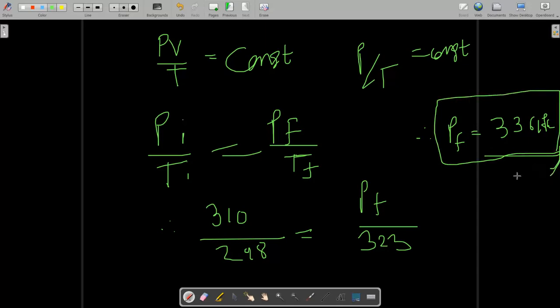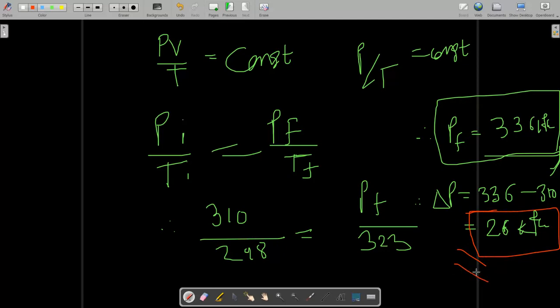But we have to find the difference. What is the difference? 336 minus 310, so it is 26 kilopascal pressure change, and this is the answer to your first question.